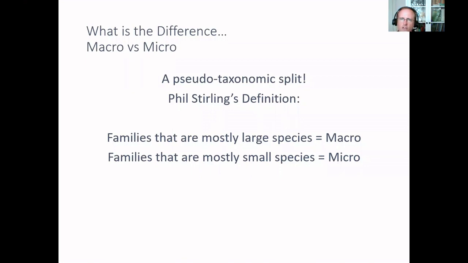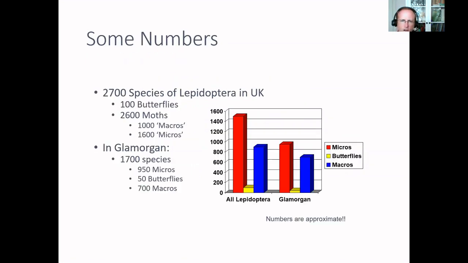So just as a little bit of context, of the 2,700 odd species of lep in the UK, about 100 are butterflies, the rest are moths, and there are considerably more micros than there are macros, with about 1,000 species of macro. Now, given that I've only got a couple of hours to do this talk, I'm not going to be going through and teaching you how to identify all 1,000 species of macro moth that can be found in the UK. All I can really justify doing is going through identifying the families and giving you some tips. So that's what we'll be doing.